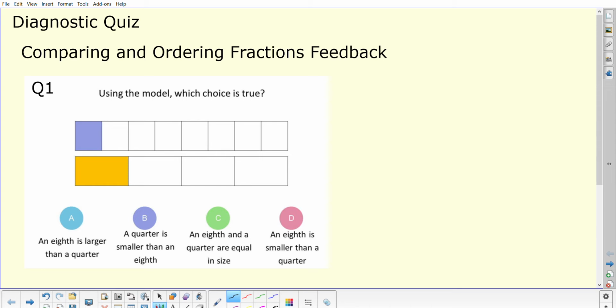If you're looking at that top strip, you can clearly see it's been divided into 8, so each of these little pieces is worth an eighth, whereas on the bottom it's been divided up into 4, so each of them is worth a fourth or a quarter.